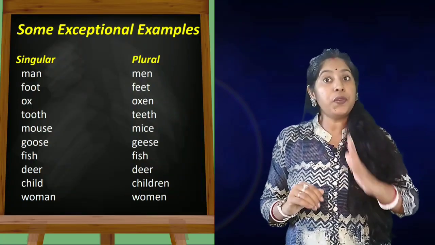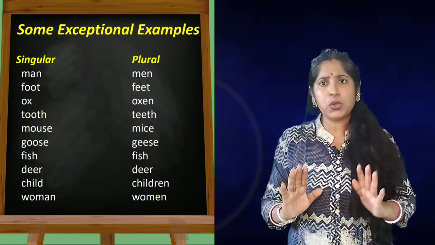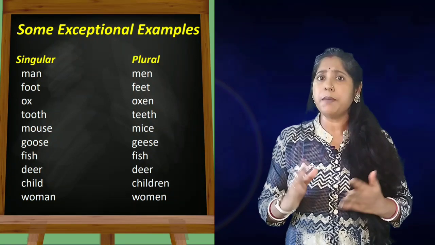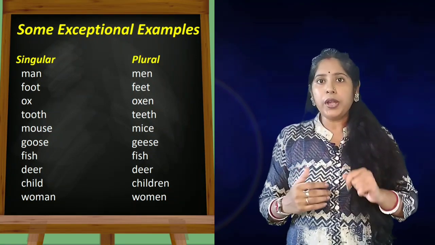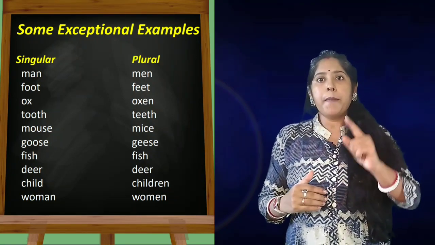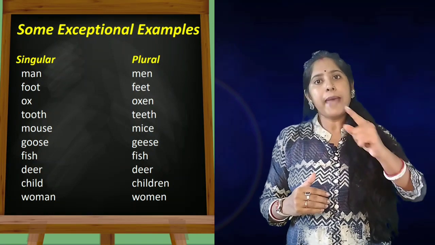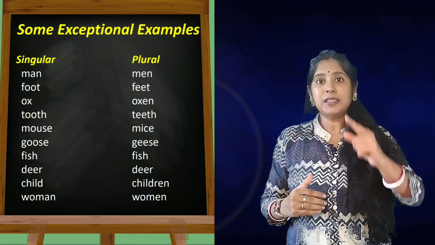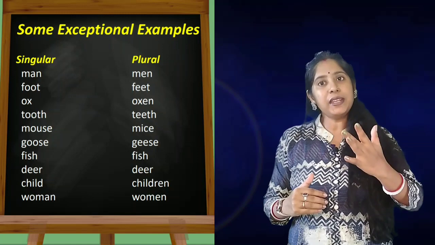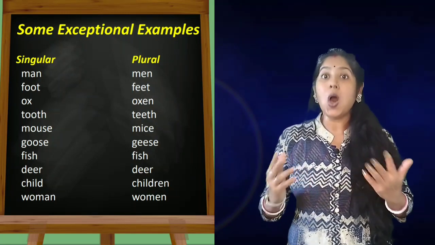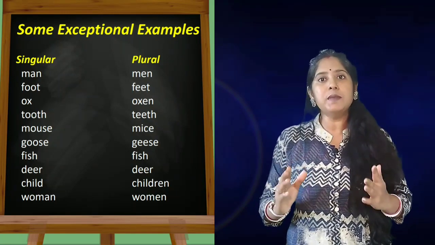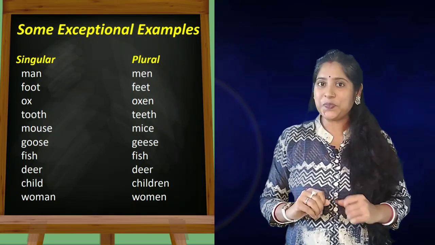Now let's move on to some exceptional examples. These nouns do not follow any set rules, so we just have to learn them by heart. For example, man becomes men. Foot becomes feet, ox becomes oxen, tooth becomes teeth, and so on.